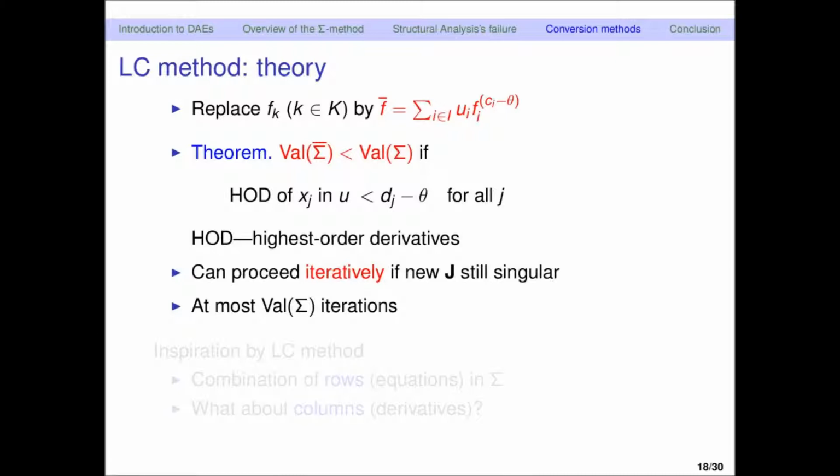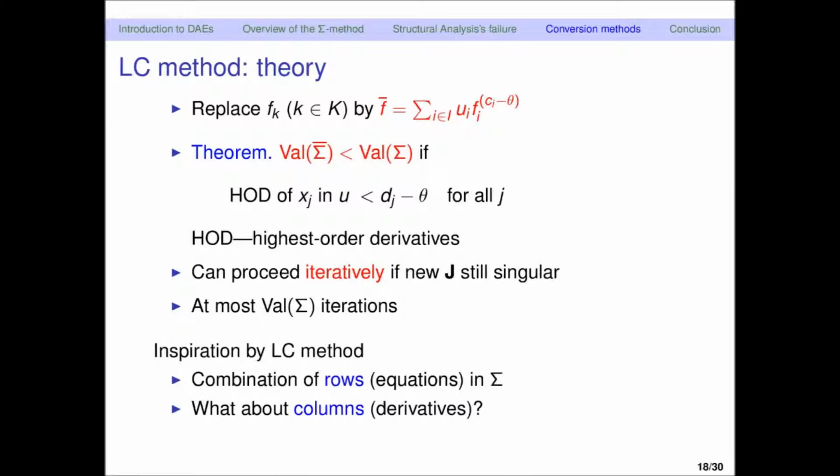So this means the highest order of xj in U. So if the conditions are satisfied, we can reduce it and get a better problem formulation. If the resulting Jacobian is still singular, we can keep repeating this procedure, proceeding iteratively, and since the value of sigma is decreased by 1 each time, for sure, at least, the number of operations is at most the value of sigma. So you won't be doing this infinitely.